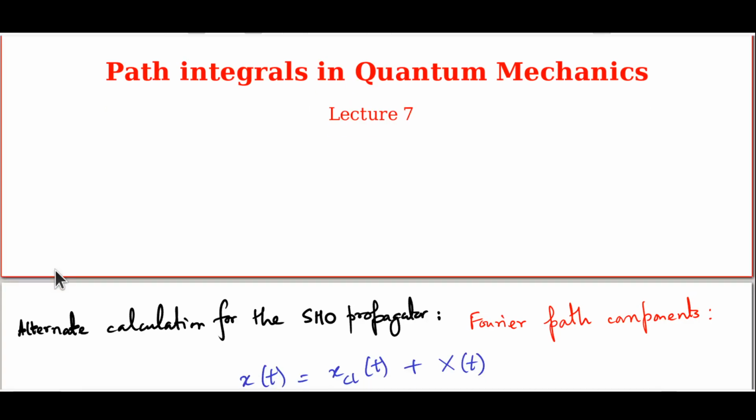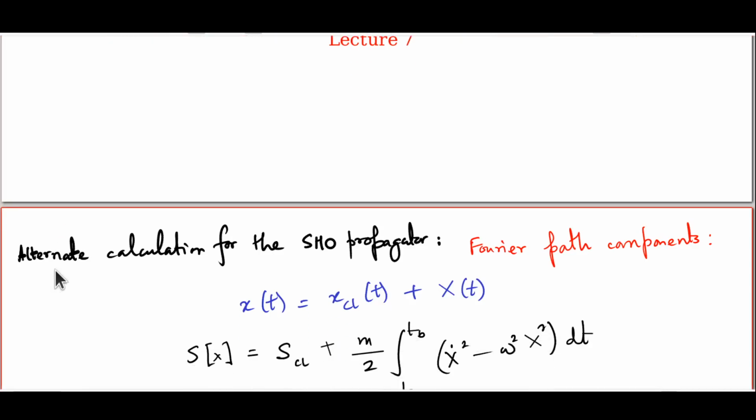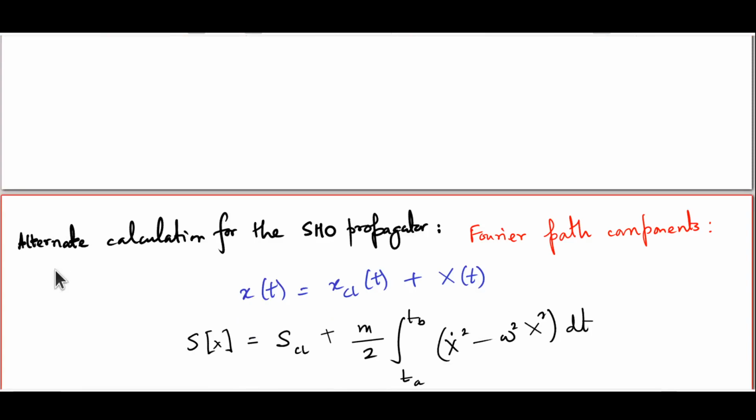Let me remind you that what we did in the last lecture was, for each path, we considered it to be a fluctuation about the classical path. So x of t was x classical of t plus capital X of t. And we figured out that because the Hamiltonian was quadratic and the action was stationary for variations around s classical, S of x essentially ends up becoming s classical plus m by 2 integral from ta to tb of x dot square minus omega square x square, integrated of course with respect to t.